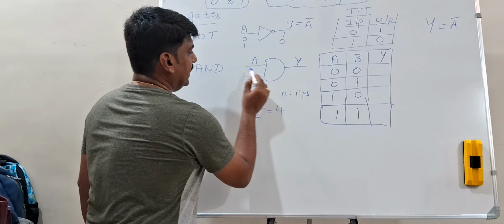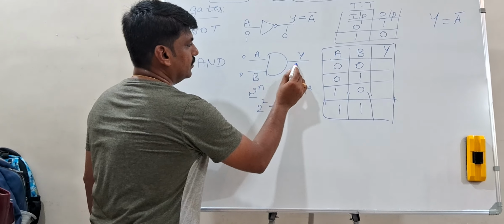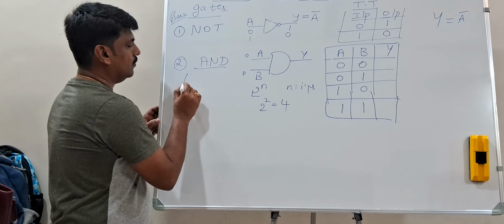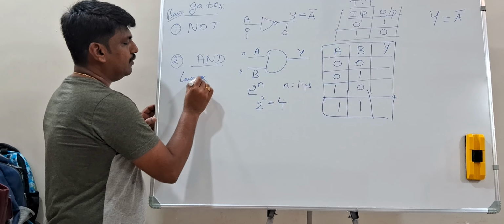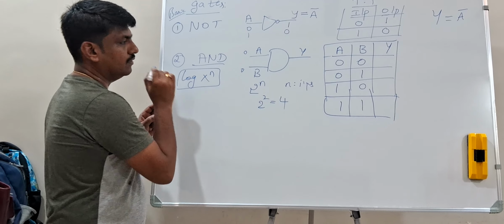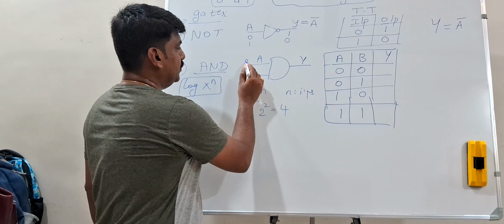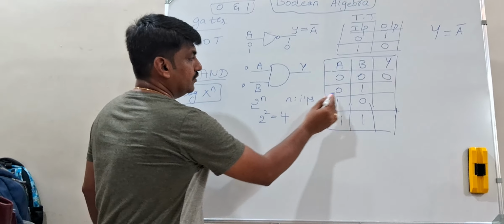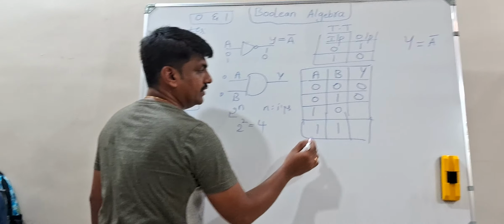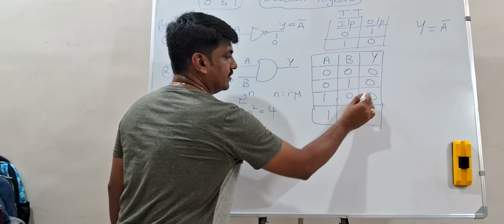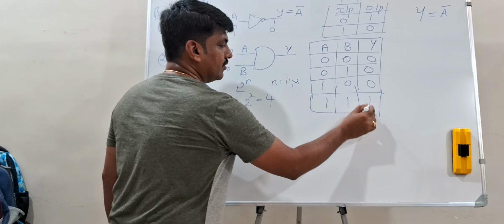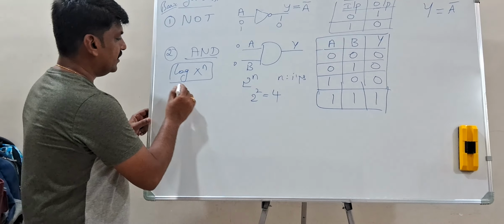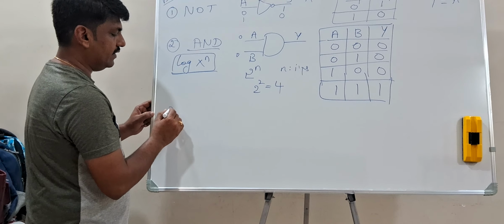When we give A and B both as 0 0, this is also called the logical multiplication operation. So 0 multiplied by 0, we will get 0. 0 multiplied by 1, we will get 0. 1 multiplied by 0, we will get 0. 1 multiplied by 1, we will get 1. So this is called logical multiplication, and the AND gate.